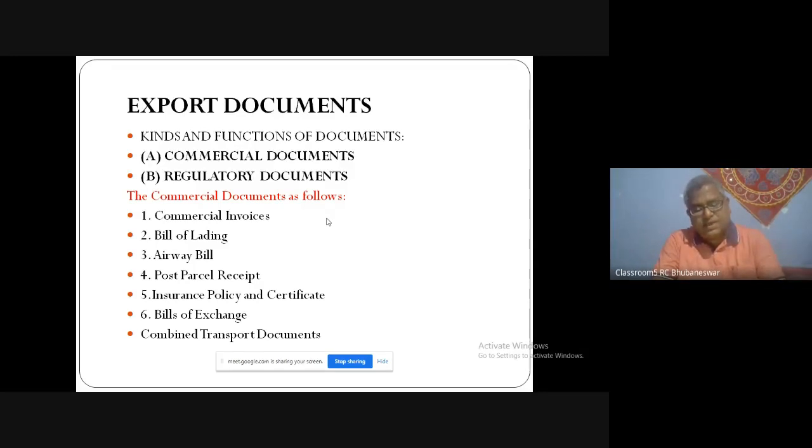Force majeure, F-O-R-C-E, majeure clause. The question is, what is force majeure clause? Sometimes there is a contract between importer and exporter, sending from one country to another country, but due to war, due to riots, due to any natural calamities, the goods are not delivered, or it fails to deliver the particular goods. These are called uncontrolled situations, or some risk exposure arises.